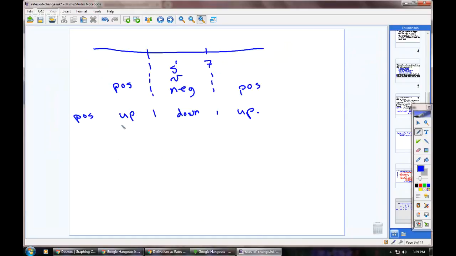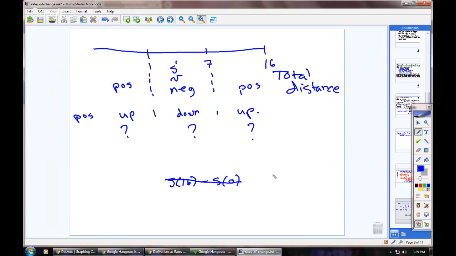So let's find out how far it goes up, how far it goes down, how far it goes up again. And let's say 16 is out here. Let's find out how far it travels up to 16. So total distance. You might say total distance should just be s of 16 minus s of 0. Problem with that is it goes up and down in between, so I miss out on some oscillation. So that's not going to help me.